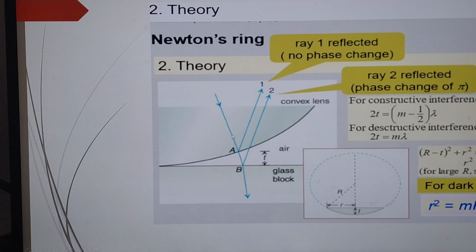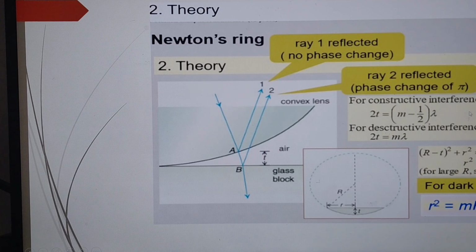forms dark and bright rings in the plano-convex lens. The reflected lights, that is ray 1 and ray 2, are both parallel rays. We already discussed the topic of parallel thin film interference by reflection. Here in the first ray there is no phase change, and in the second reflected ray there is a phase change of pi.